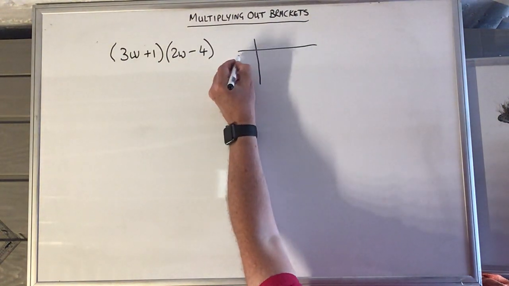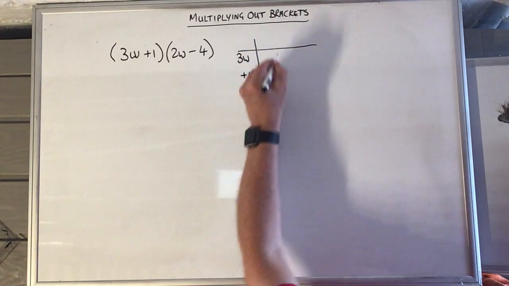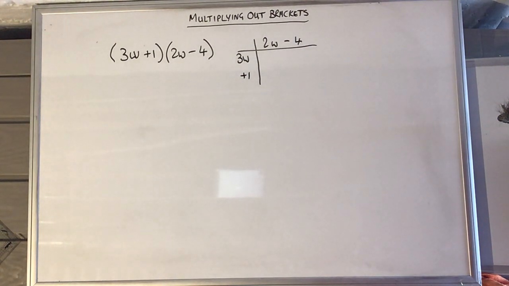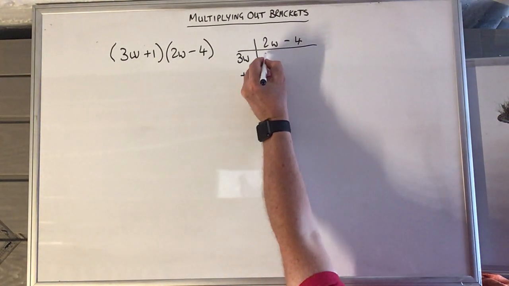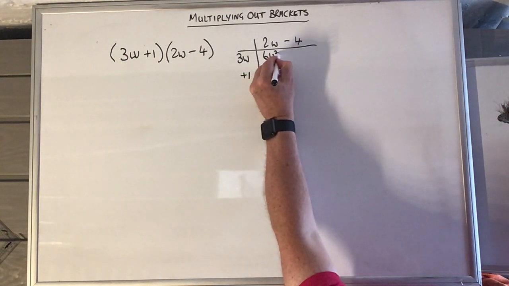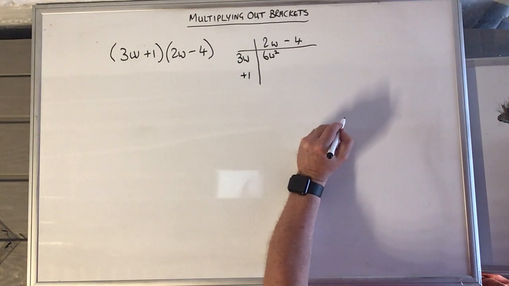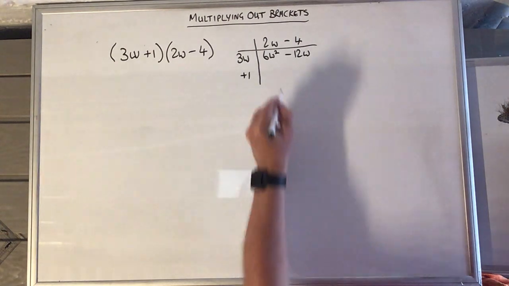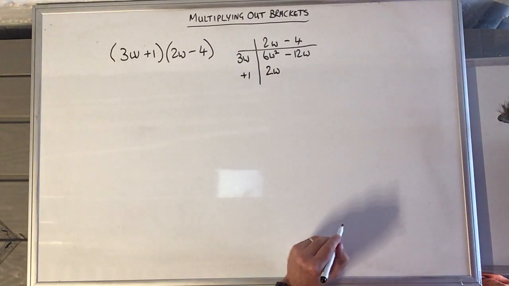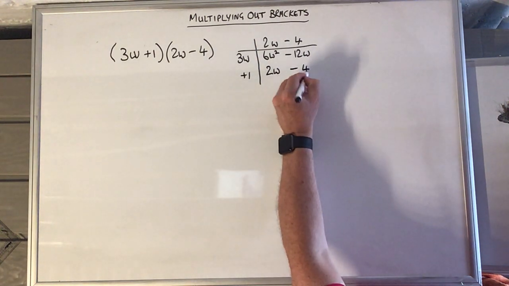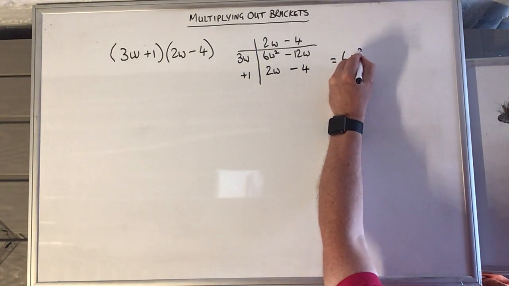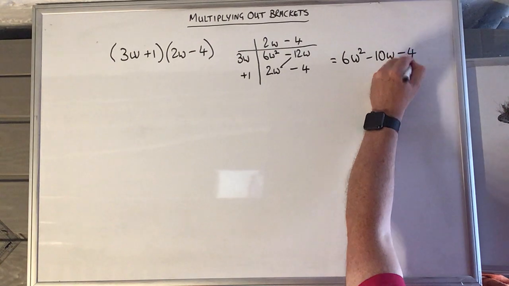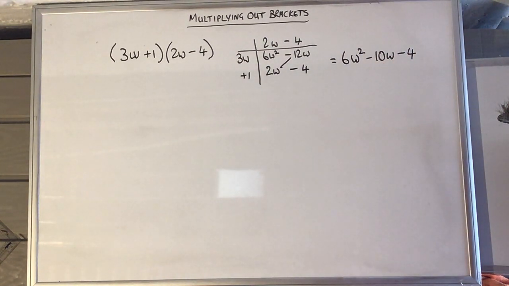Do a grid. 3W plus 1, 2W minus 4. And just multiply out your grid. 3 2s are 6, so a 6, W times W is W squared. 3W multiplied by minus 4 is minus 12W. 1 times 2W is 2W. 1 multiplied by minus 4 is minus 4, and then we just tidy it up. And that tidies up diagonal. And that's it.